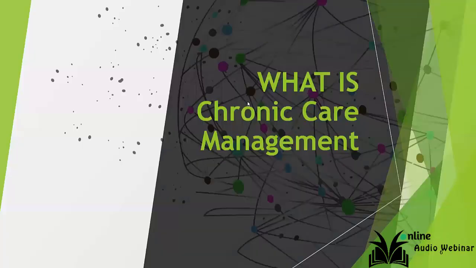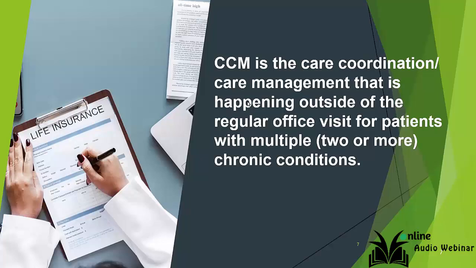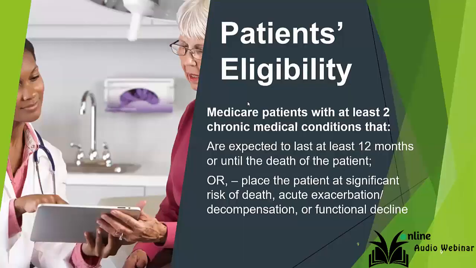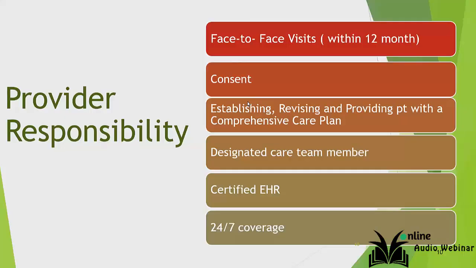So what is chronic care management? Chronic care management is the care coordination and care management that happens outside of regular office visits, with different activities that can and should be counted as chronic care management activities. I'm sure you know that in order to qualify for CCM, the patient has to have 2 or more chronic diseases that are expected to last at least 12 months or until the patient's death. On the provider side, there is a lot more, and I want to go over that because Medicare is now doing a lot more audits on CCM, and compliance is important.